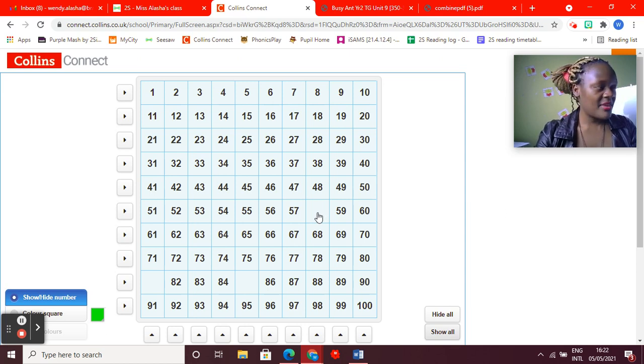Right here, I am thinking of a number that is 2 steps less than 60. So let's start from 60 and go 1, 2. Yes, that's the number I'm looking for. Which number is that? Now from 60, let's count back. 59, 58. 58 is the number we were looking for. Let's try 2 more.